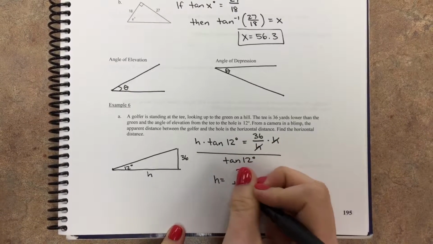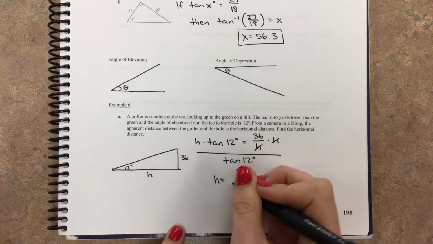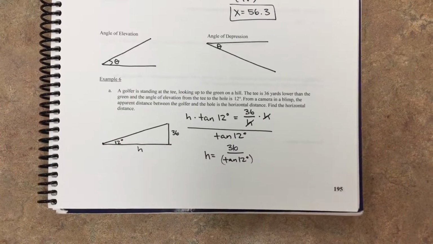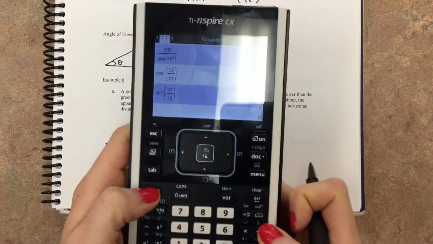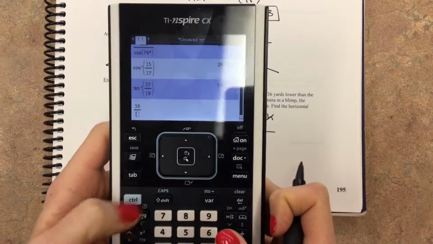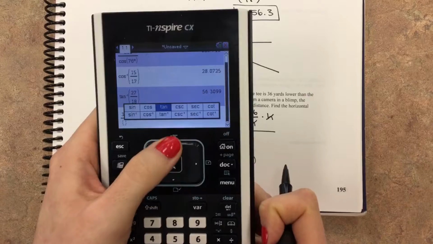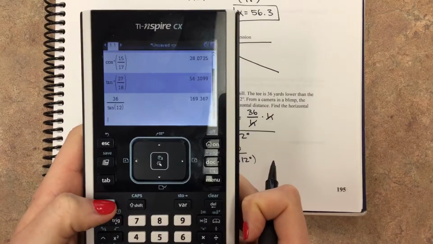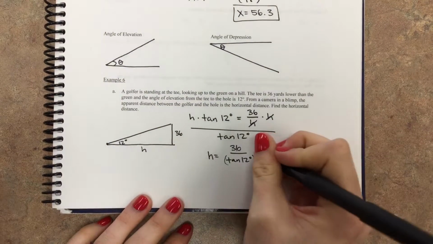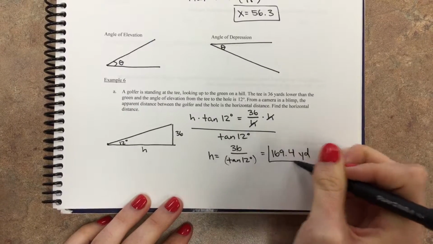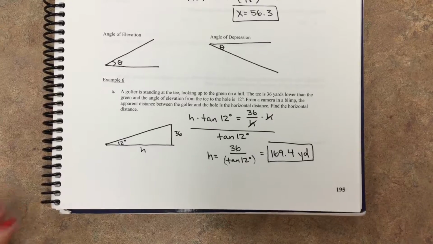36 divided by the tangent of 12 degrees. Okay, remember, this is like 1 unit. You can't reduce or cancel the 36 with the 12. Tangent of 12 is just going to be some weird decimal value. So let's set this up. I'm going to set up a little fraction by hitting Control and then the divide symbol. And we're going to type in 36 divided by the tangent of 12 degrees. We get 169.4. And that would be in yards. So when it's a story problem like this, make sure you always have any measurements or any units that they would give to you. All right, very last one on the next page.